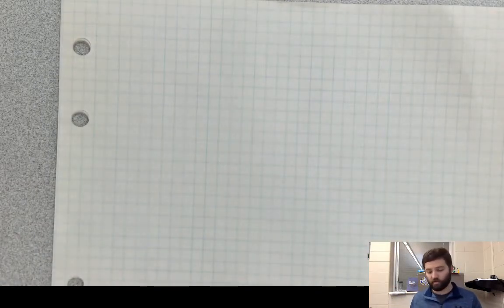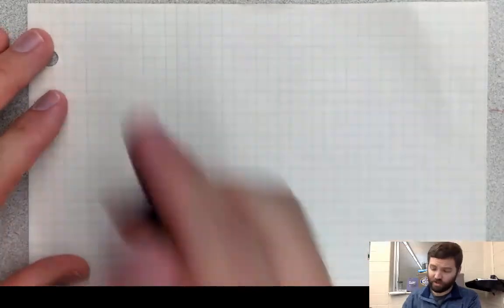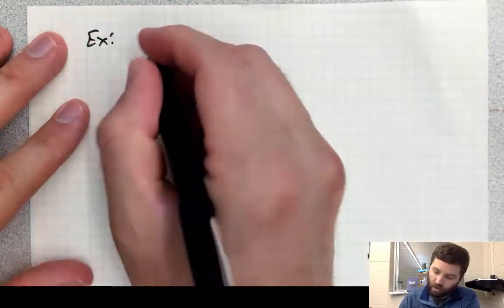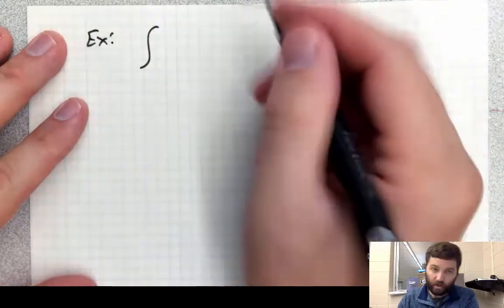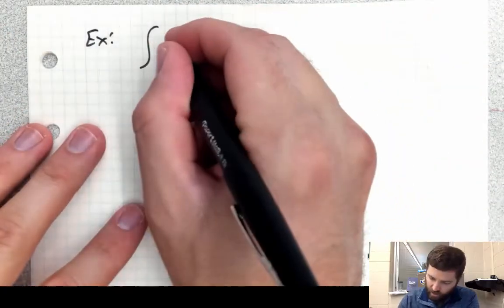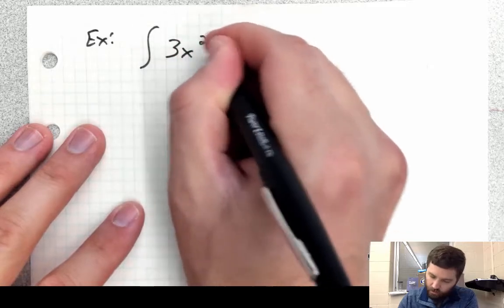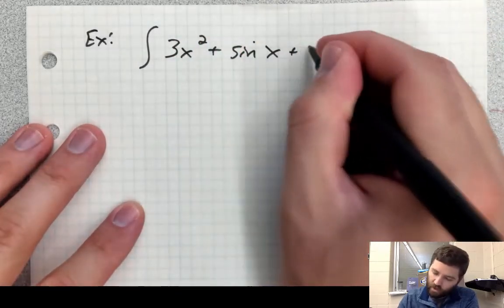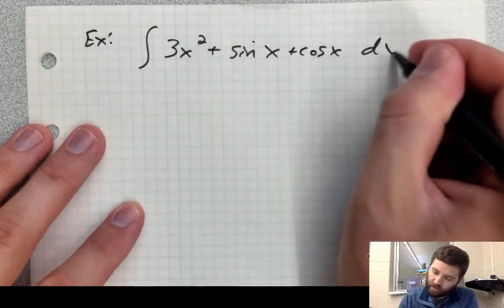Let's talk about taking antiderivatives of trig functions. The thing about taking antiderivatives of sine and cosine is that you just have to think in reverse. There's no good, clean rule like there is with the power rule, the anti-power rule, I guess you would say. So if we have this example, 3x squared plus sine of x plus cosine of x dx, right?